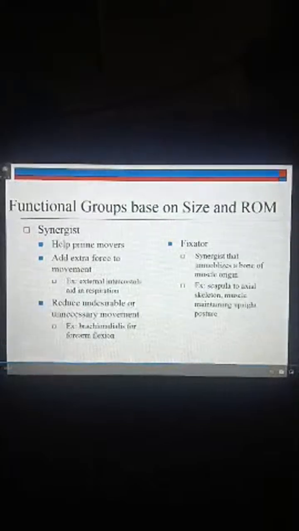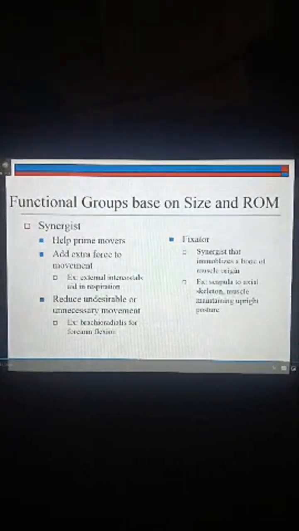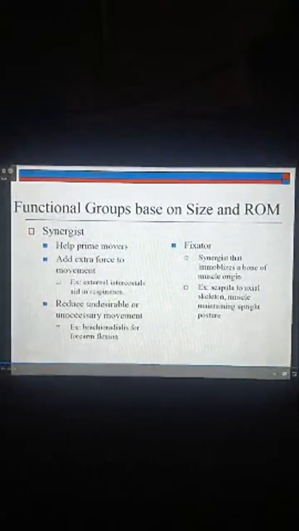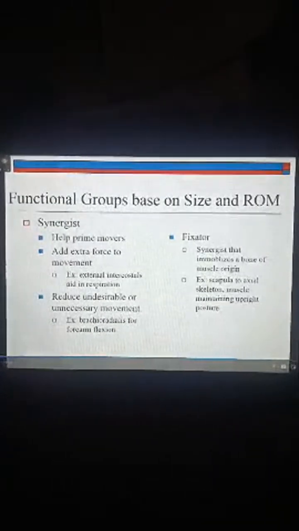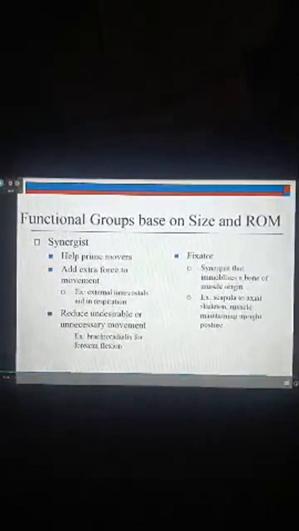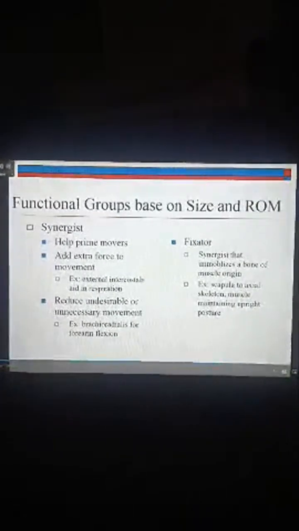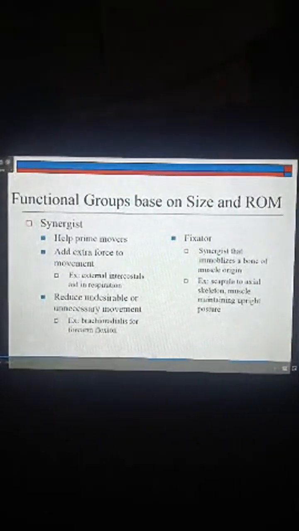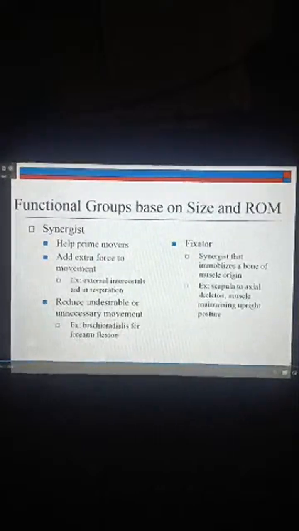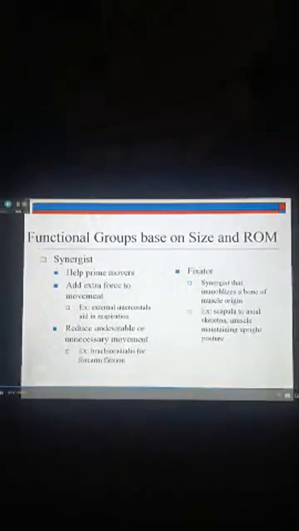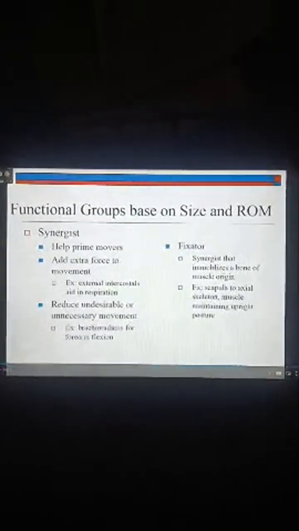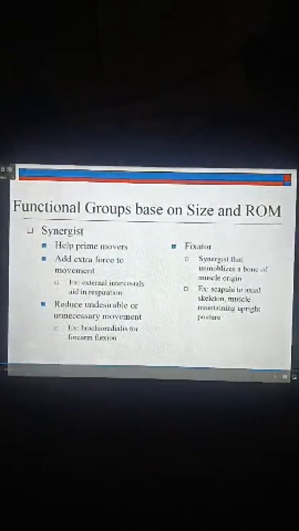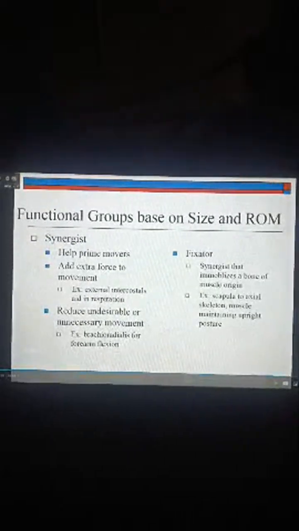Reduce undesirable or unnecessary movements. The bone that a muscle inserts on doesn't guarantee that that bone doesn't have anybody else having its origin or insertion on it. So sometimes we need to make sure that the movement doesn't get interfered with by other muscle groups or have too much movement. So for example, the brachioradialis during forearm flexion is going to make sure that the forearm is not pronating and supinating during flexion. And then of course fixators.